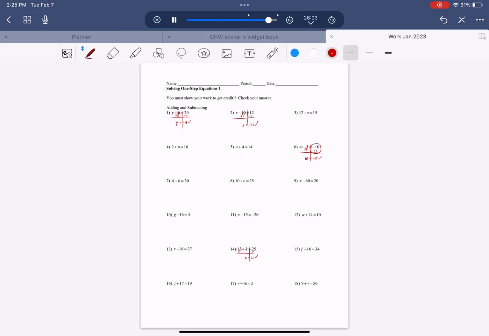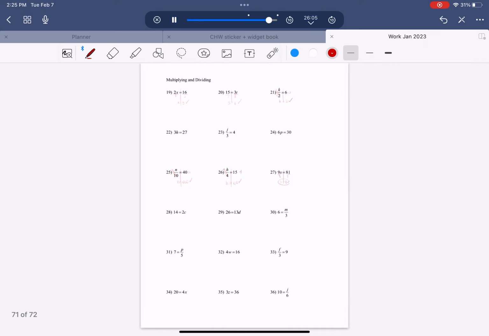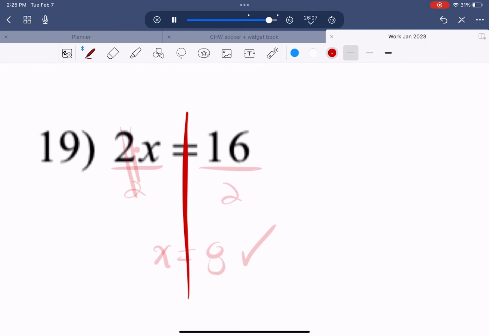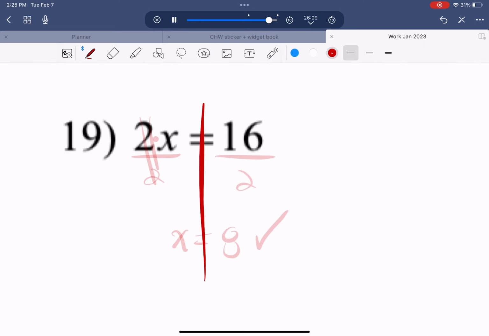Okay, so again, you should be able to do these. And then the ones on the back are multiplying and dividing. So 19, x is on the left. It is 2 multiplying with x. When they're next to each other, they're multiplying. So the opposite is to divide by 2. You want to divide by the number next to the x. These cancel. I get x equals 8 because 16 divided by 2 is 8.